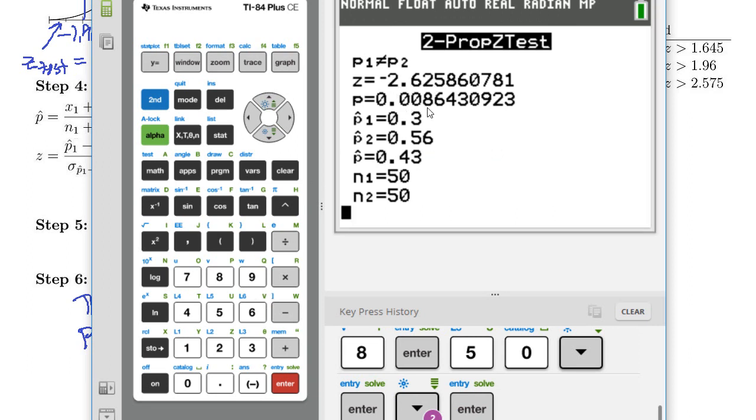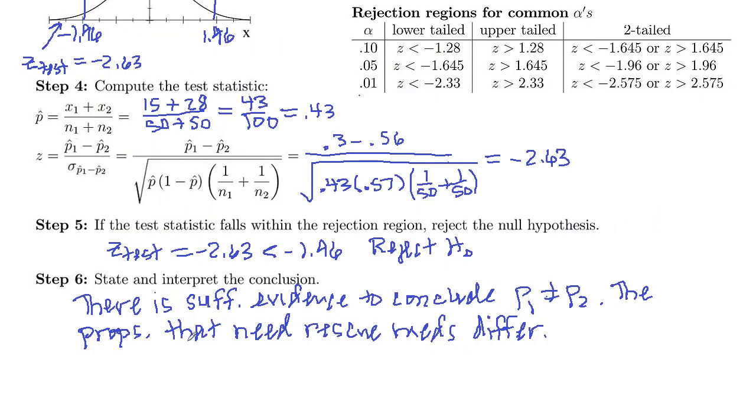And we've got a p-value of 0.0086, which is less than 0.05, which is our alpha. Either way, we reject the null hypothesis. Now, they didn't ask us for the p-value, but if they did ask for it, we can get it that way. Or we can actually use normal CDF and find the area past negative 2.63 and double it.